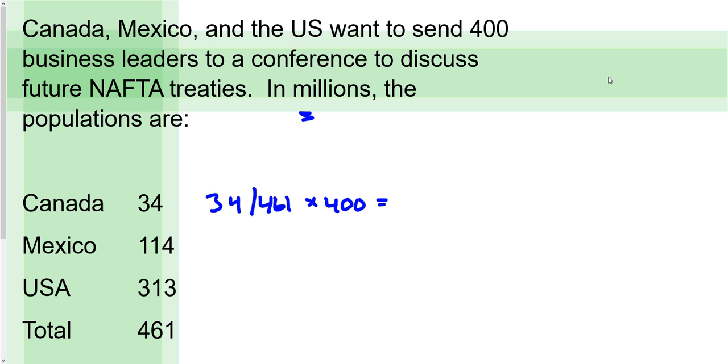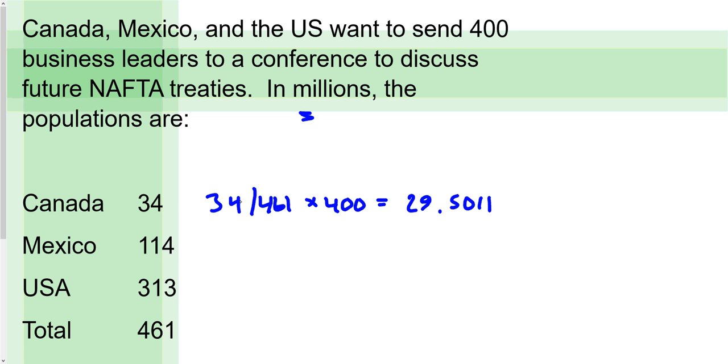Let's go back and take a look at this problem. If you recall, we can now look at this under the lens of Hamilton's method. You can kind of see what I mean. So we did this one in the last video where we had 34 over 461 times 400 for Canada's representation, because we turn this into a ratio first, and then from this ratio we were able to turn it into an amount out of 400, and I believe the amount comes out to just over 29.5, so 29.5011. It was something like that.